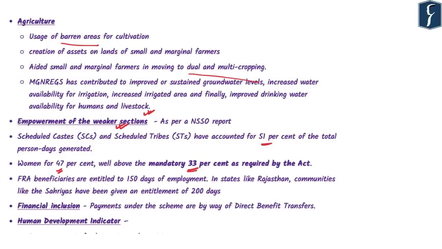You also have to know, as per the directive given by Ministry of Rural Development to the states, beneficiaries under Forest Right Acts are entitled for 150 days of employment as against 100 days of employment in general category. And certain states like Rajasthan has given employment of 200 days to communities like Sahariyas. So this is a very important scheme for socio-economic justice and empowerment of weaker sections. The scheme has also helped in financial inclusion because the payment under the scheme is done directly into the bank accounts of the beneficiaries through direct benefit transfer.